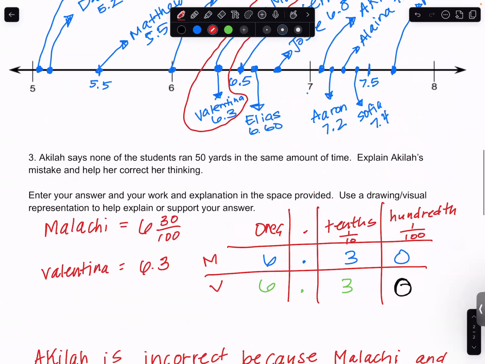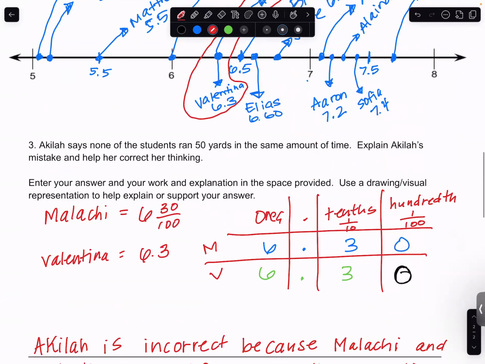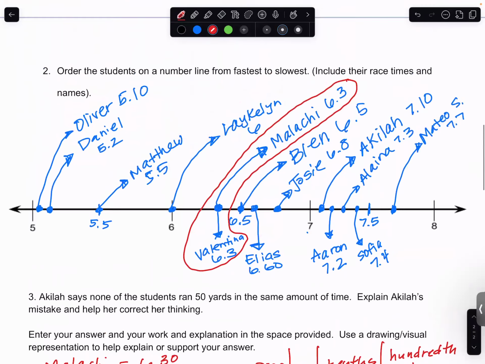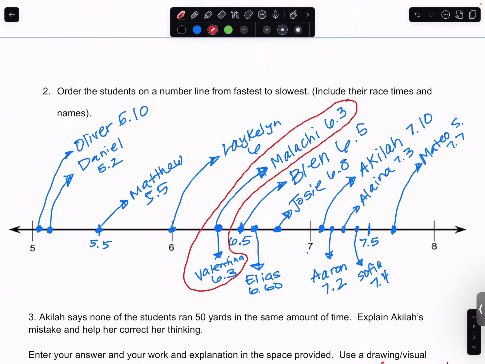Remember to always use a place value chart in order to make these comparisons. The place value chart helps organize our thoughts, our numbers, and make sure that we put our numbers in the correct location. Remember that when it comes to time and decimals, anything finishing the fastest, finishing quick, finishing first will always have the least amount of time, meaning the decimal is going to be less. If someone's taking forever, using more time, that means the decimal is greater. So with time, it moves from left to right.